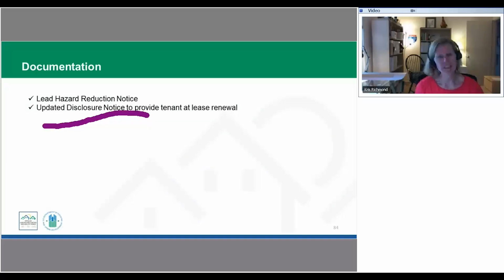And remember, earlier we might have had to do a lead inspection and a risk assessment. We also would have had to provide a notification for that evaluation, and that would be a notice of evaluation. So that's given after the lead inspection and the risk assessment. So you would actually have two times that you would need to provide notification: notification of evaluation and notification of lead hazard reduction activities.